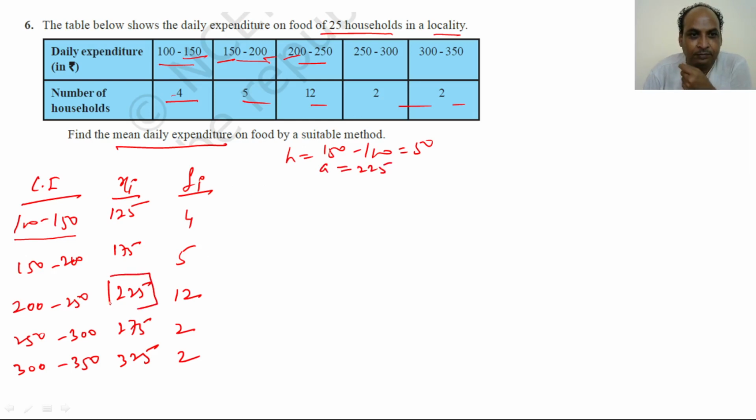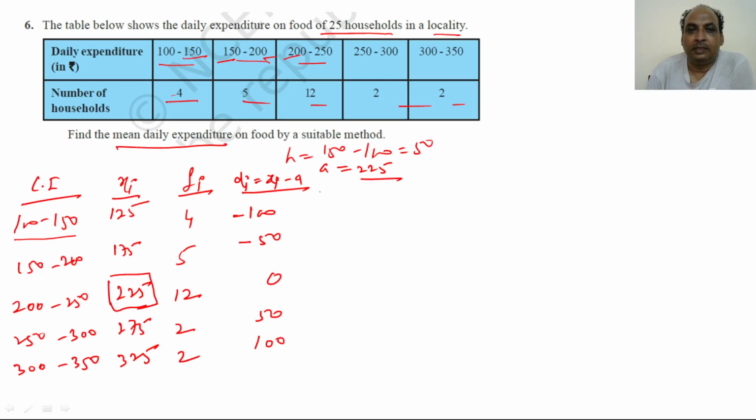Okay. Now assumed mean A we are taking as 225. It is in the middle. So di is equal to xi minus A. So 125 minus 225, that is 100. Minus 100, sorry. 125 minus 225 is minus 100. 175 minus 225, so minus 50. Okay. 225 minus 225, it is 0. 275 minus 225, that is 50. And this is 100.